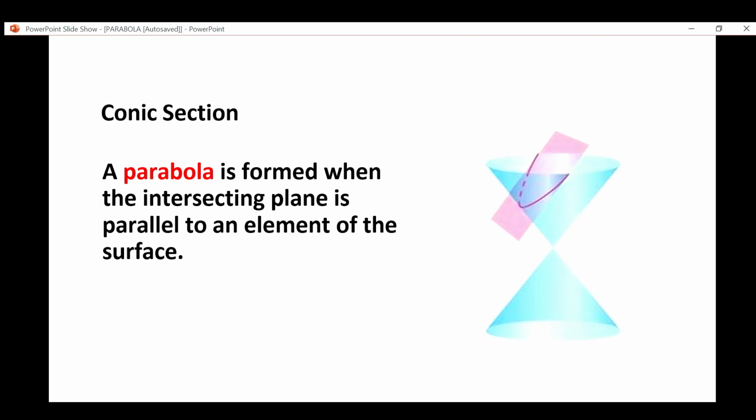So let's recall the definition of parabola. It is a type of conic section which is formed when the intersecting plane is parallel to an element of the surface, or when our double nappe cone is cut by a plane diagonally. Okay, and there our parabola is formed.